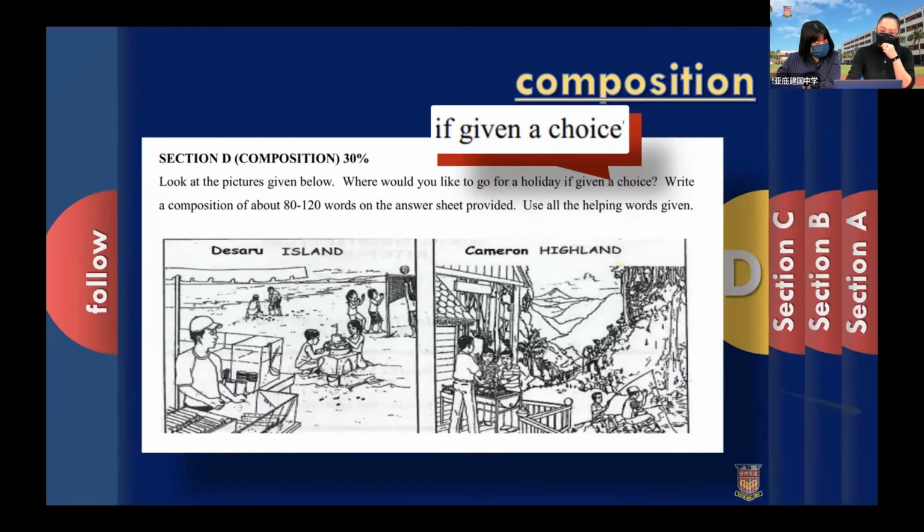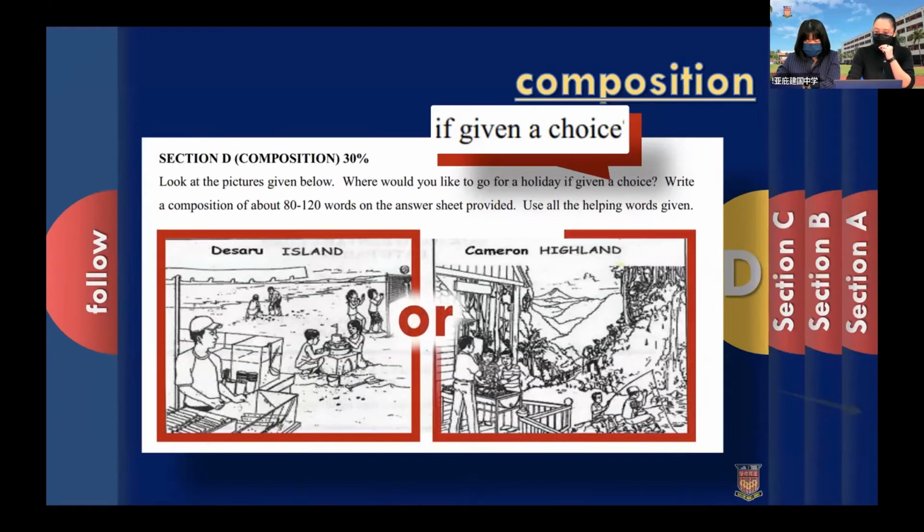You can actually post your answers. Okay, Cameron Highlands. A lot would like to go to Cameron Highlands. Wow. Probably because you have never been to Desaru Island before, isn't it? Have any one of you been to Desaru Island? Okay, no, I have not been to Desaru Island as well. Now, how about we continue to the next slide?